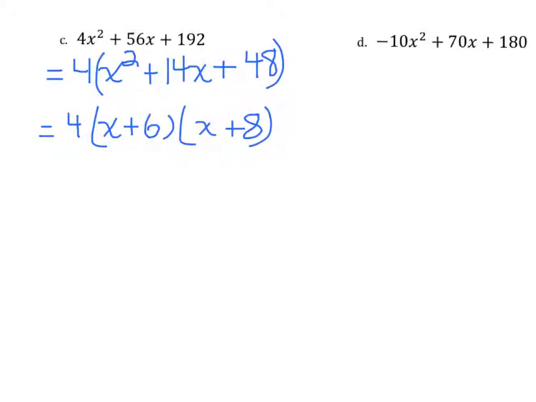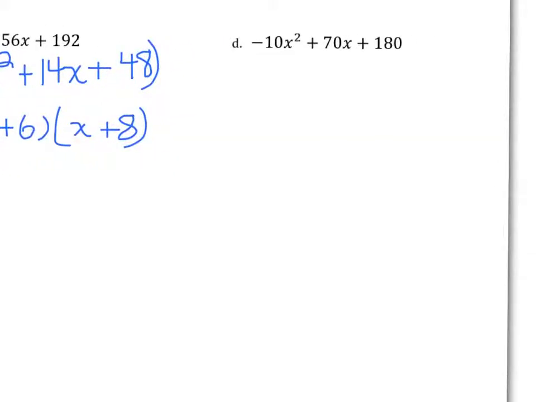All right, let's go to part D. In this example, I have negative 10x squared plus 70x plus 180. Again, the first thing I'm going to think about is to determine if I have a greatest common factor. And in this example, my greatest common factor is 10. And since my leading coefficient is negative, I'm going to factor out a negative 10. And so when I factor out the negative 10, I'm going to be left with an x squared. Notice 70 divided by negative 10 is a negative 7x. And 180 divided by negative 10 is a negative 18.